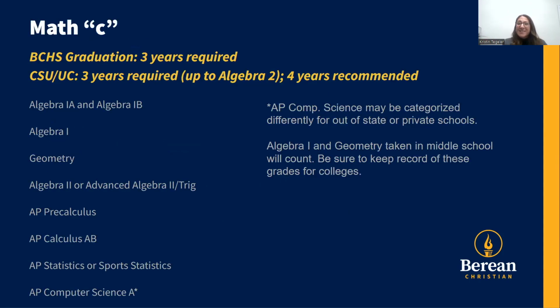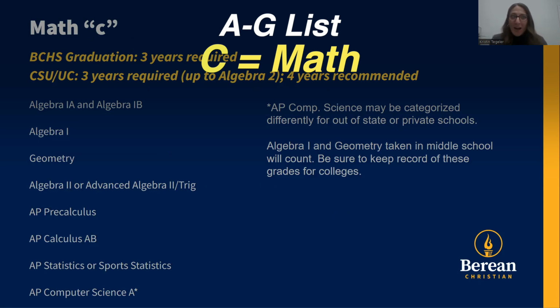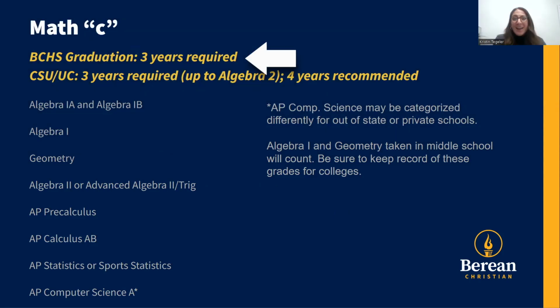For our C area, this is the math category. And so both Berean and the Cal States and the UCs require 3 years. So our Cal States and our UCs are specific, but they would like to see Algebra 1, Geometry, and Algebra 2 at minimum. But as you see, 4 years is recommended. Okay. And so for those of our students that have done the Algebra 1A, 1B sequence, those 2 courses together count as Algebra 1. So students still need to be able to get to Algebra 2 by the time that they're heading off to the college.